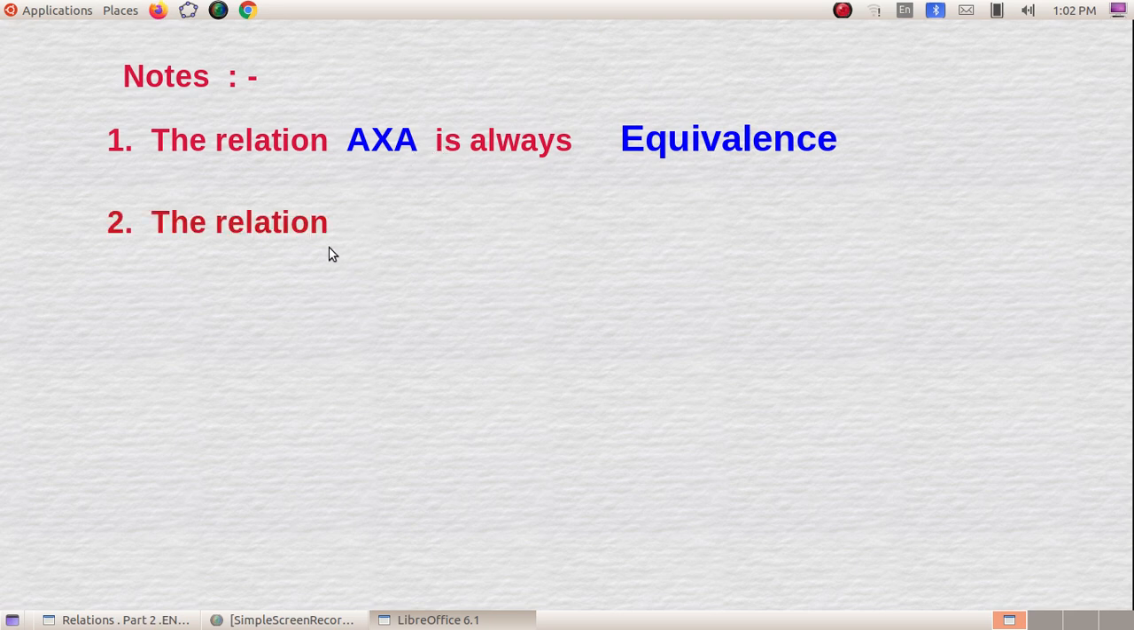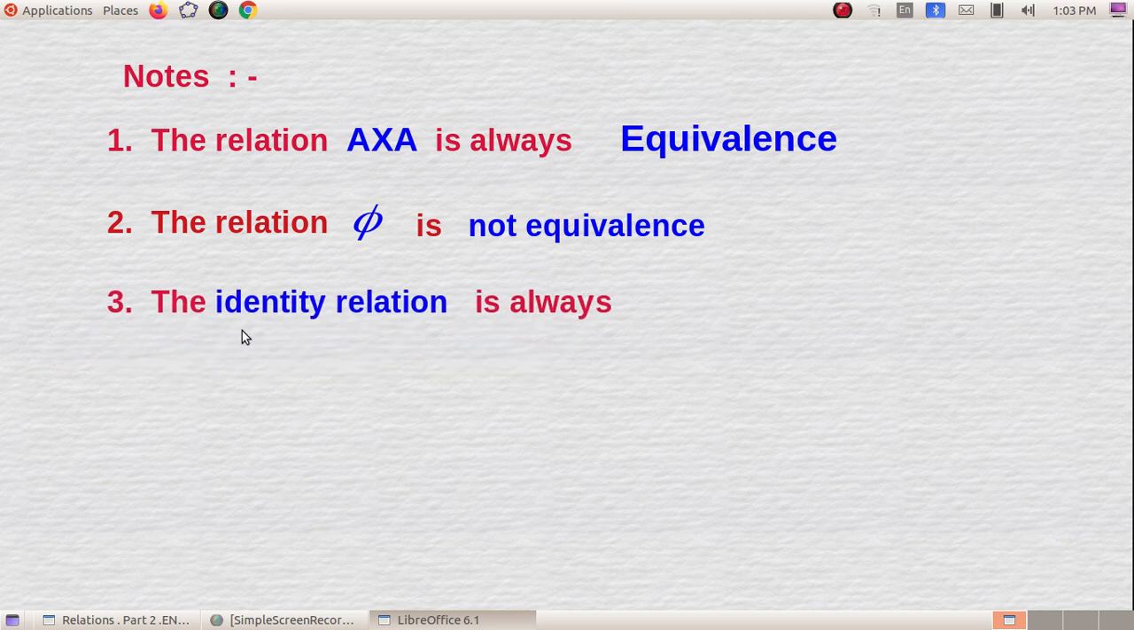What about the relation phi, the empty relation? Is it an equivalence? No. Why? It is symmetric and transitive but not reflexive because it contains no element. Since phi is not reflexive, it is not an equivalence relation either.